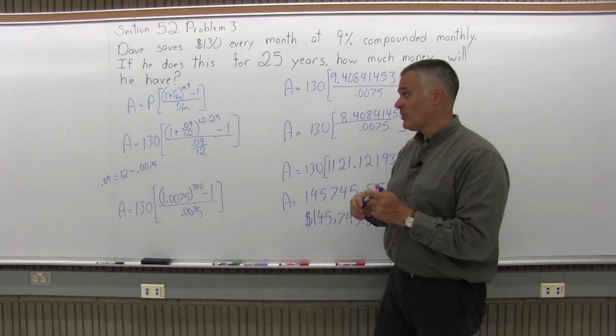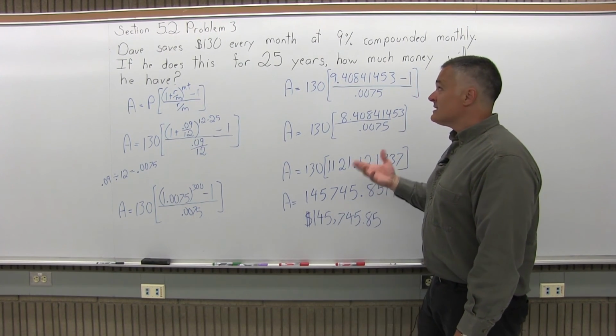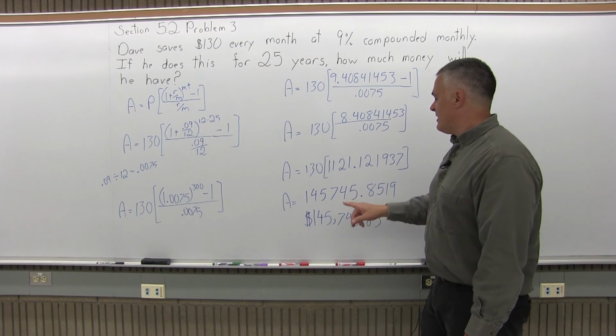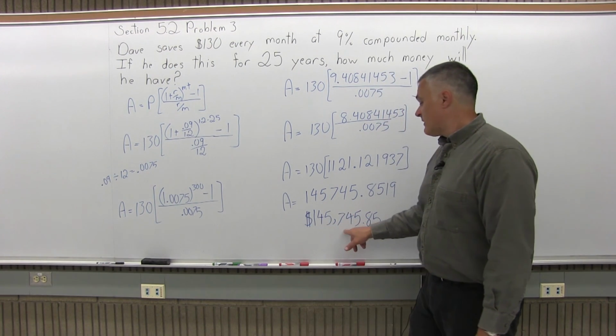Again, some people spend more than that on coffee or eating out or whatever. If he does it for 25 years, after the 25 years, he'll have more than $145,000.